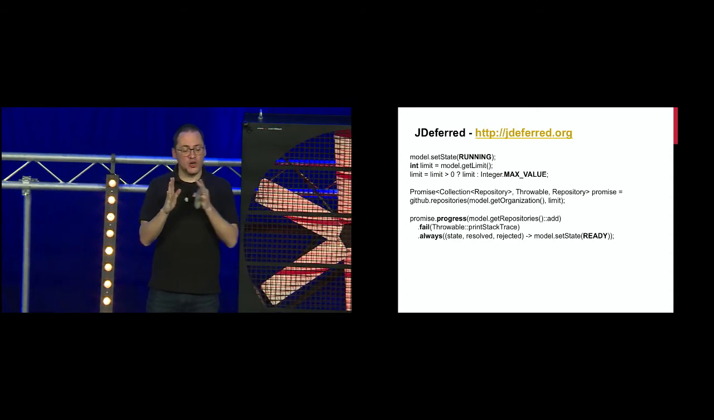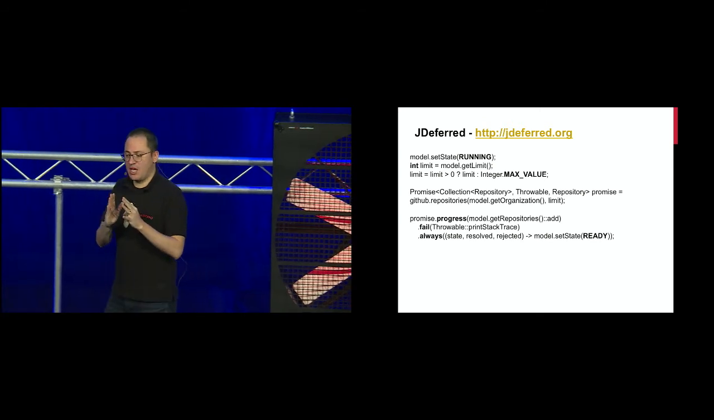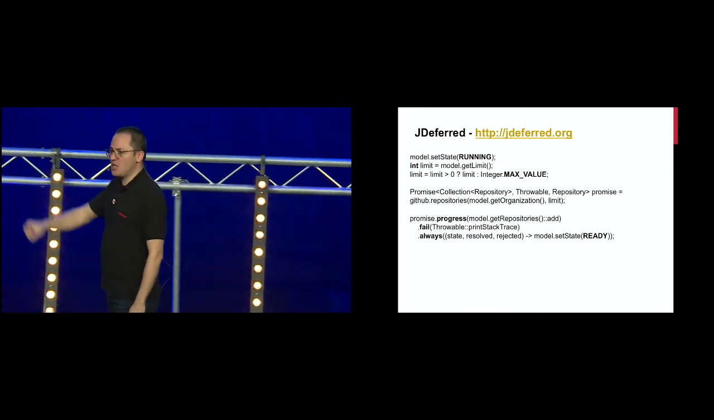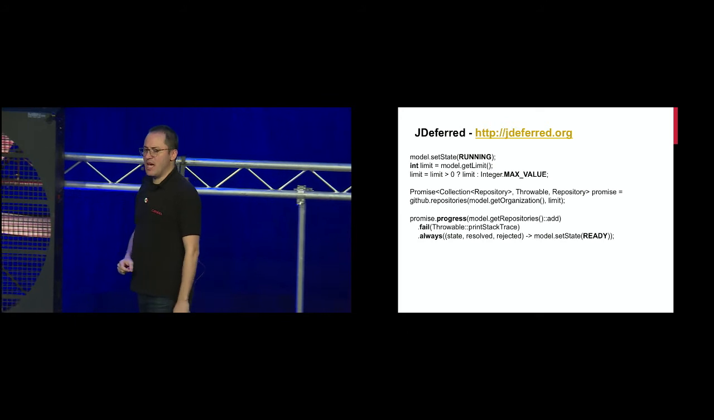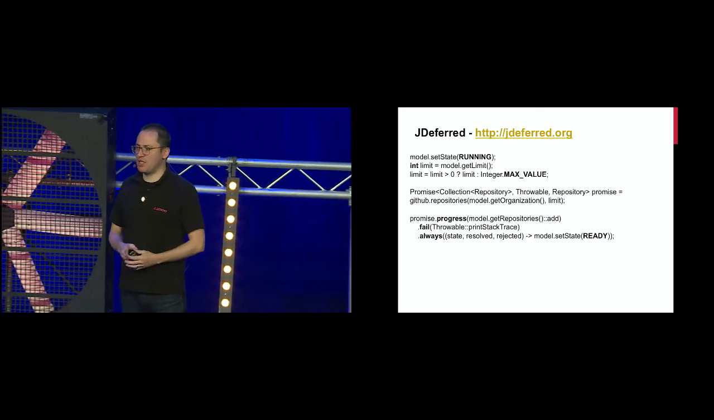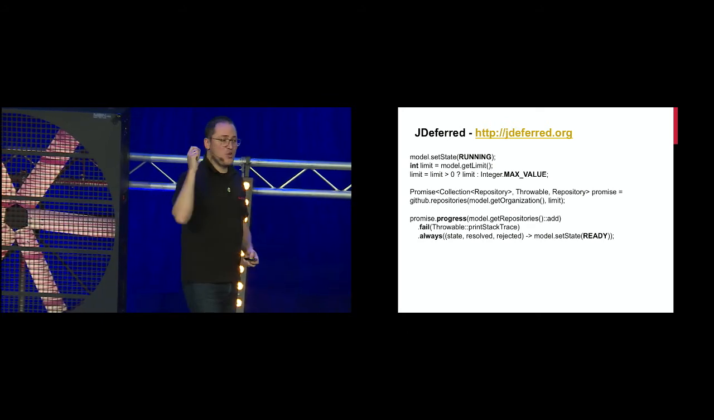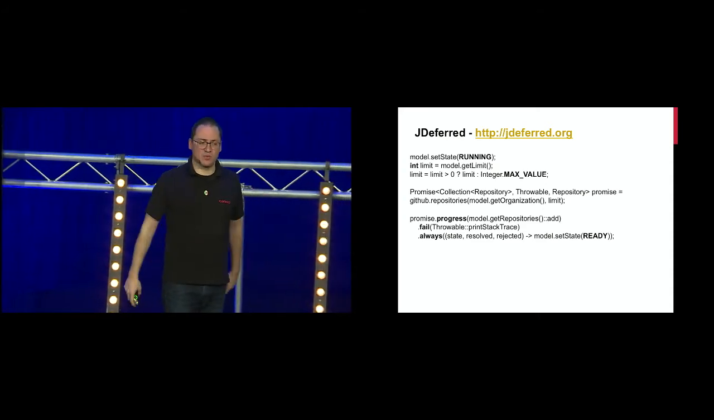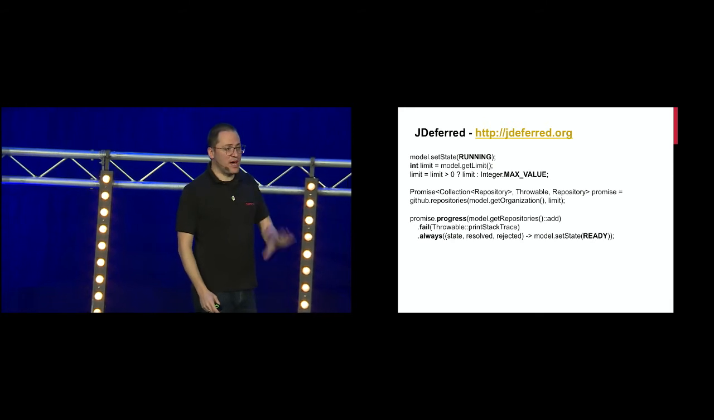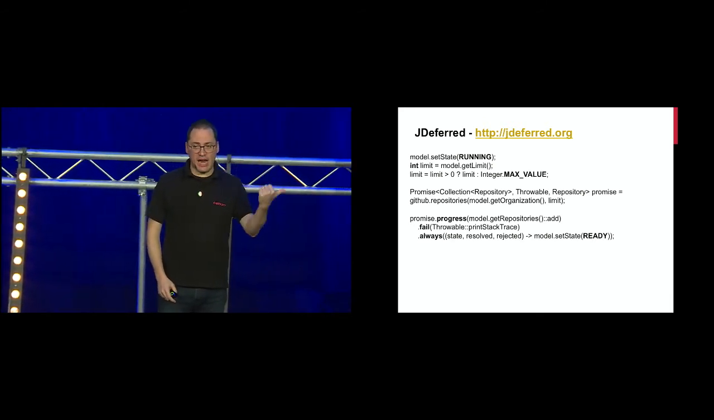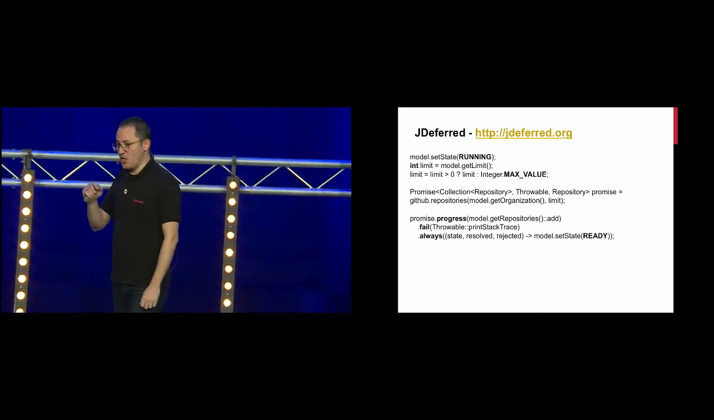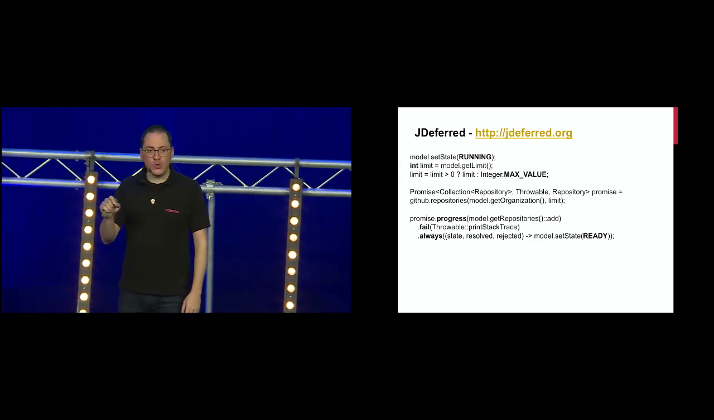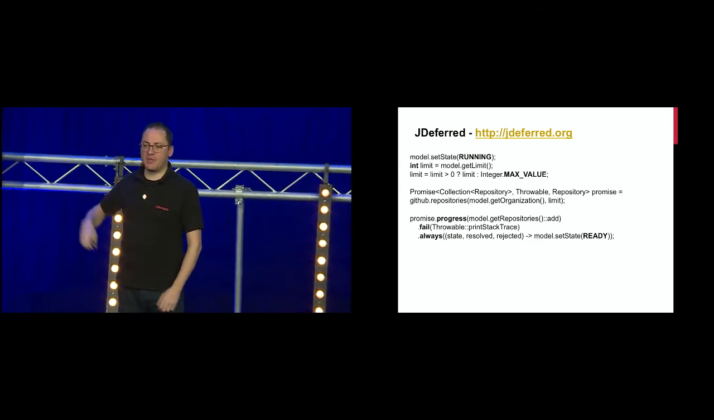Perfect. And your promise here in your controller, what you're saying is, if you happen to give me any progress, then I'm going to grab that repository object and add it to a list. If you happen to fail, then I'm going to print out the stack trace. And when you finish, regardless of whether it was a failure or a success, that is the always, I want you to change a certain property, model state.